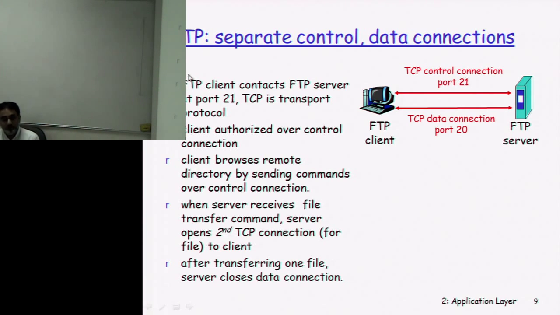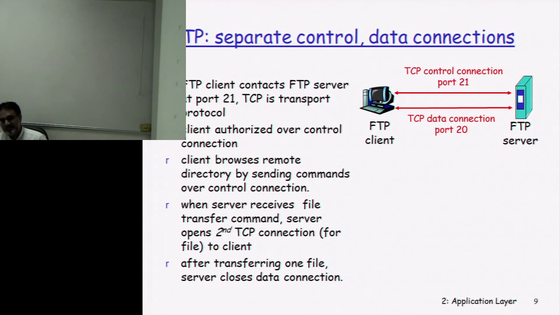Now look here how FTP will be working between the FTP client and FTP server. This is the FTP client, this is the FTP server. There will be two connections, one for the control, one for the data transfer. The TCP control connection will be on port number 21, and the TCP data connection will be on port number 20. Can you tell me FTP is utilizing the service of which protocol on the transport layer? UDP or TCP?